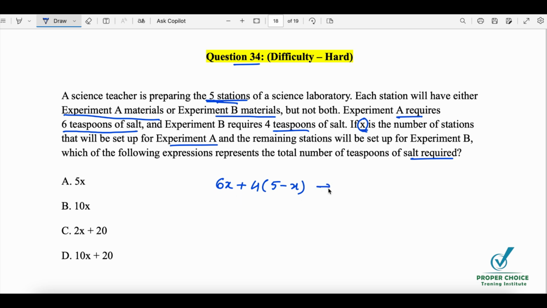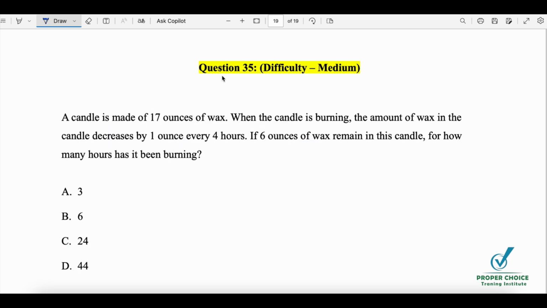You can simplify it further: 6x plus, by distributing, 4 times 5 is going to be 20, 4 multiplied by negative x is going to be negative 4x, which gives us 6x minus 4x, that is 2x plus 20. This equation gives the total teaspoons of salt needed for both experiments, which is option C. Question number 35 says, a candle is made of 17 ounces of wax.